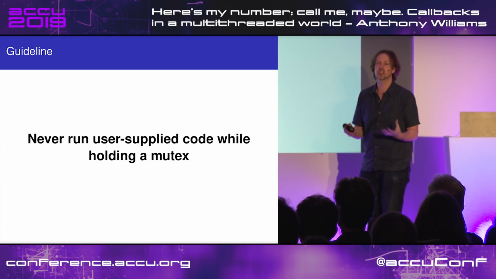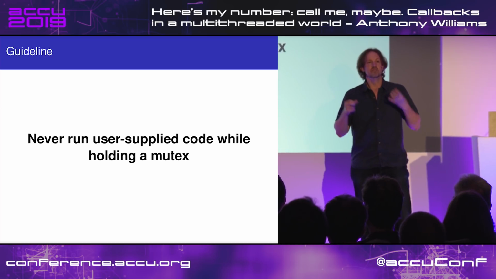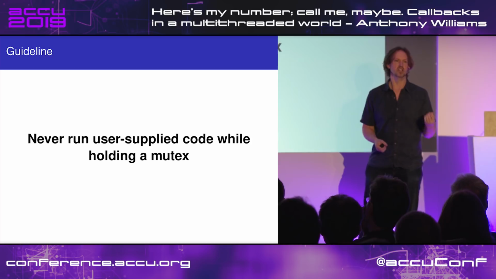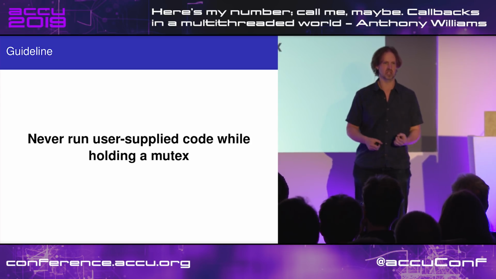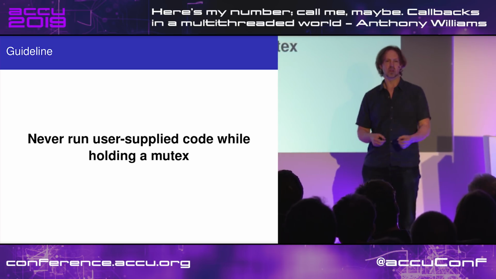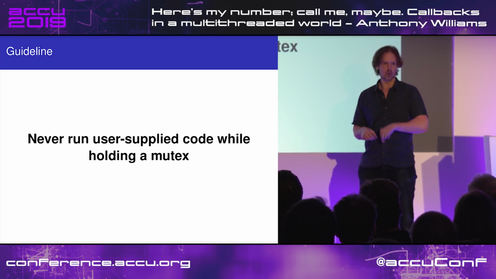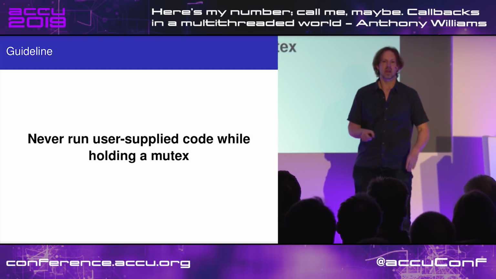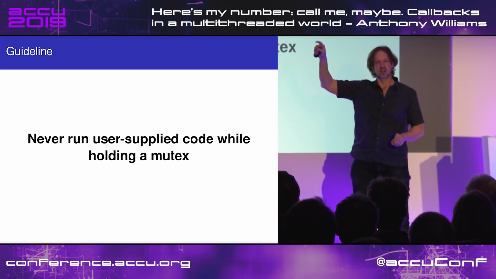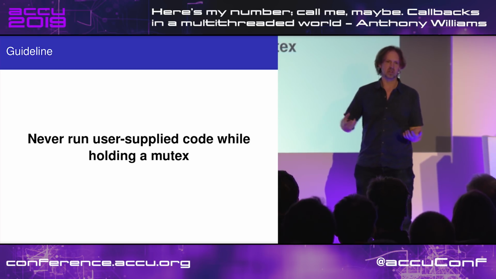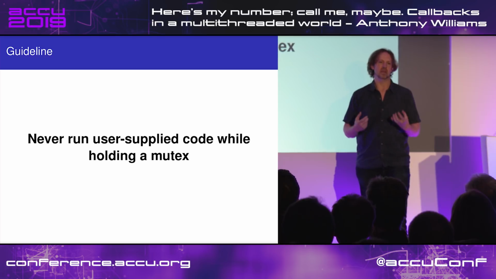So, fundamentally, this is a violation of a general guideline for writing multi-threaded code. Never run user-supplied code whilst you're holding a mutex, because you don't know what that code is going to do. It might try to lock the mutex you already hold, or it might try to lock a second mutex where a different thread is going to lock that mutex and the mutex you already hold in a different order, so you get deadlocked between the threads. Generally, it's just a bad plan.